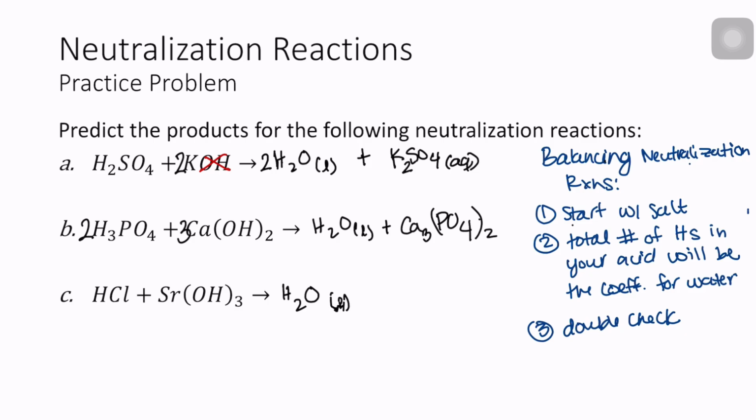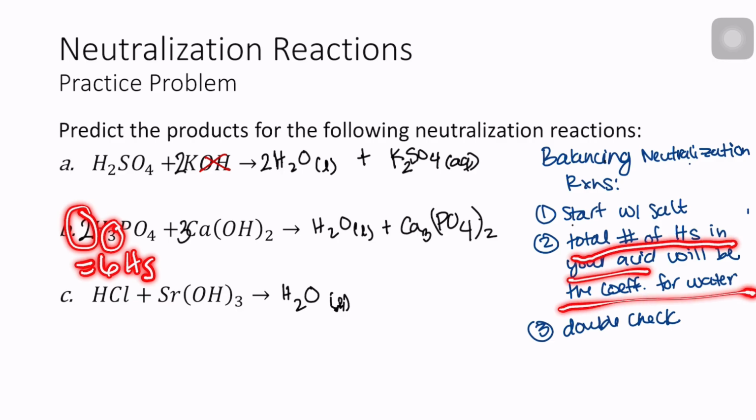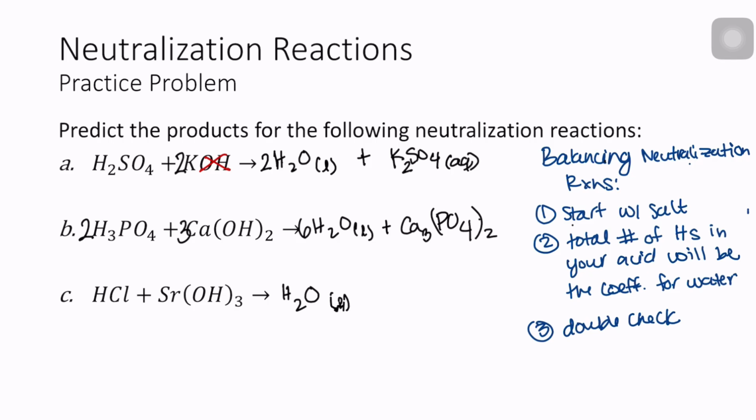Now, since I have 2 of these and there are 3 hydrogen in each one of these, I'm going to have a total of 6 hydrogens. And the total number of hydrogens in your acid will be the coefficient. So that means I'm going to write a 6 in front of my water. And then we can double check. We have 12 hydrogen here, 6 hydrogen from my calcium hydroxide, 6 hydrogen from my phosphoric acid for a total of 12.